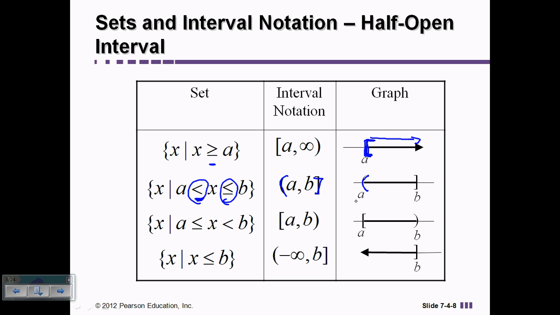On the second example, my answer is between a and b. B is a possible solution, so I could substitute b into the problem and it would work. But a is actually not a solution. It's all the numbers greater than a.